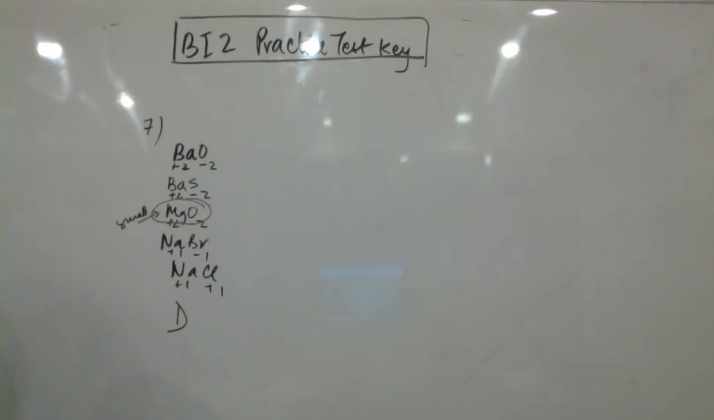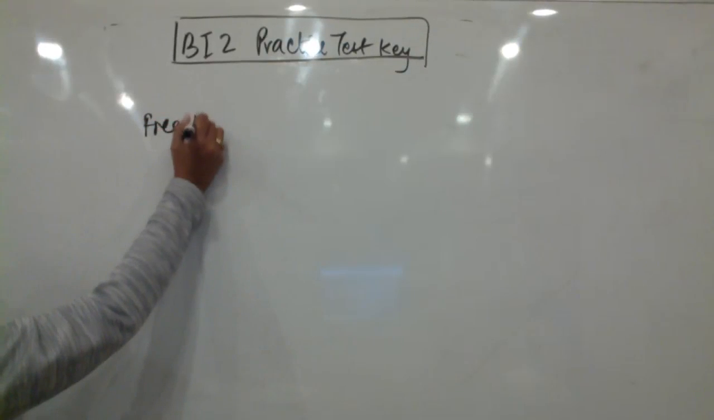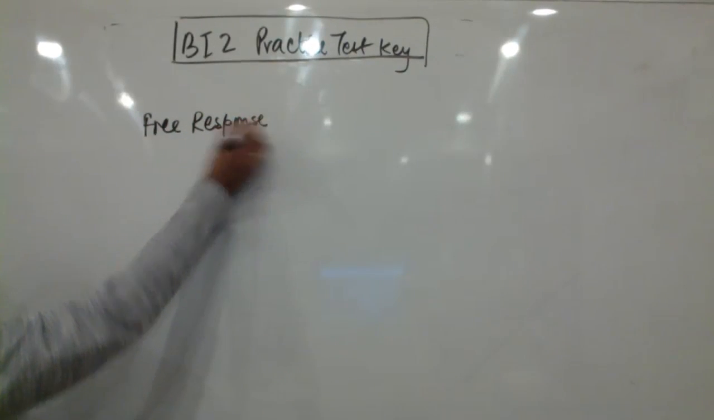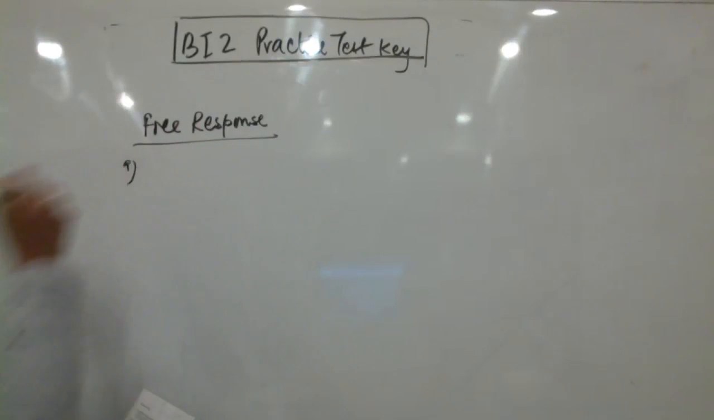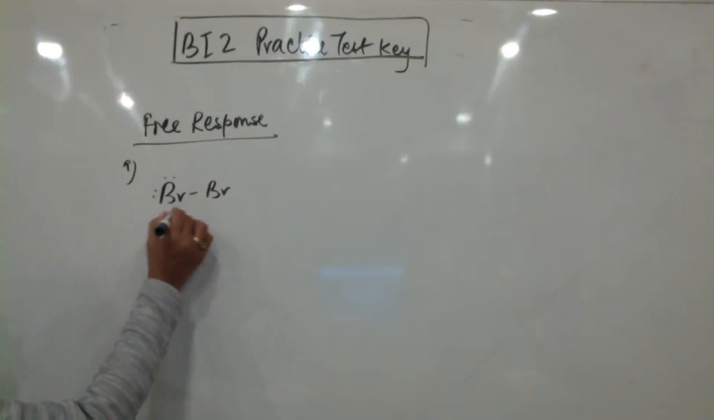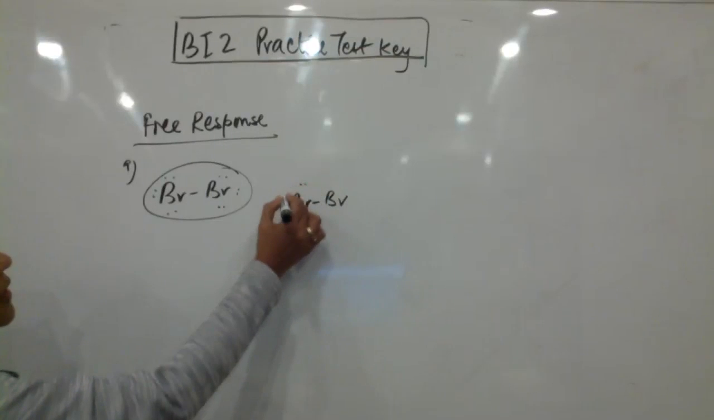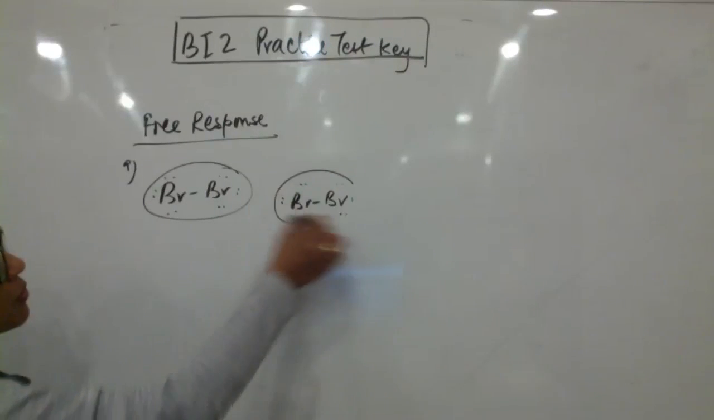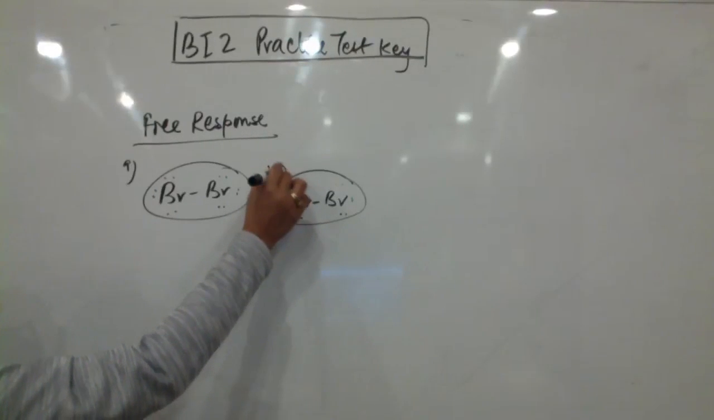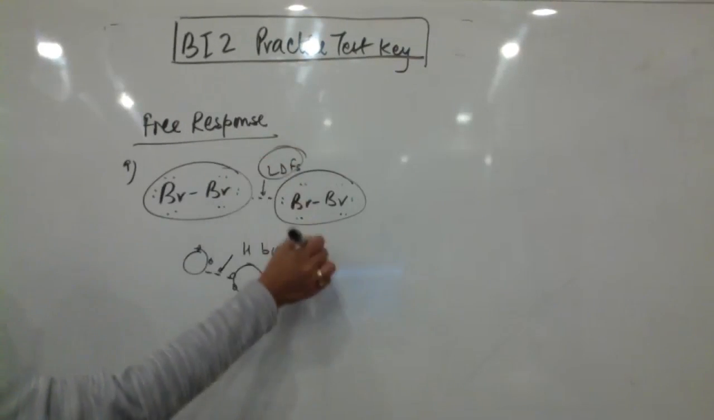Continuing on now to the free response section of the practice test. Question number 9 says, using particulate level drawings, explain the bonds broken and formed when bromine dissolves in water. So bromine molecules are covalently bonded, non-polar covalent bond. Bromine is interacting with each other through LDFs. Water molecules are interacting with each other through hydrogen bonds. So bonds broken are LDFs and hydrogen bonds.